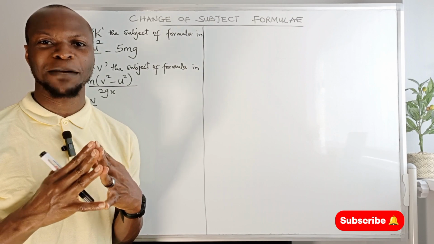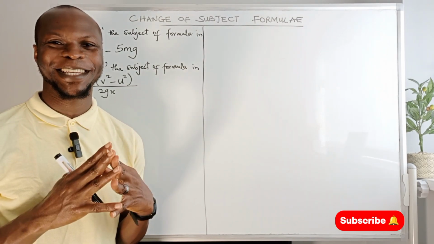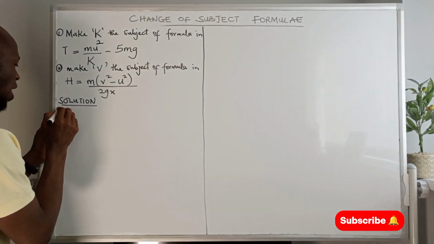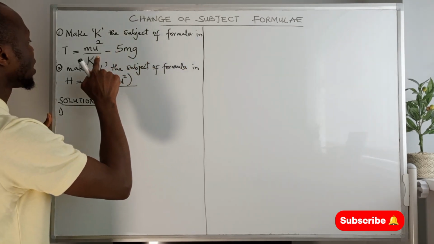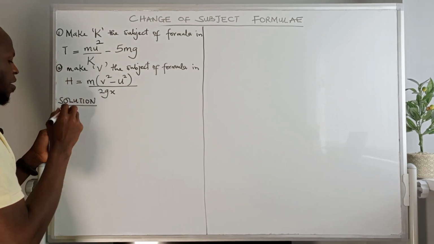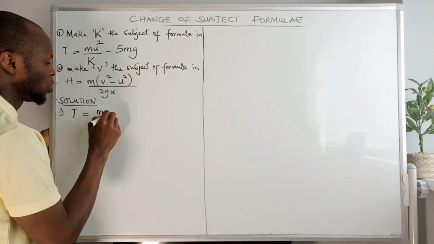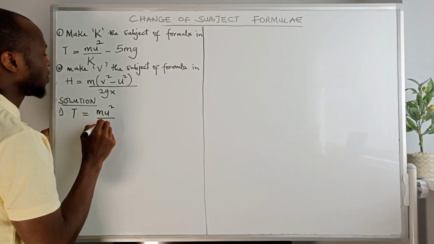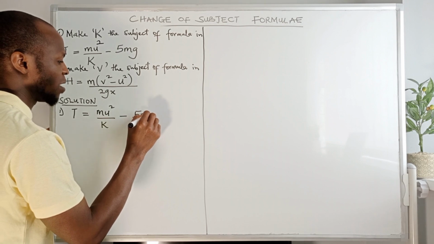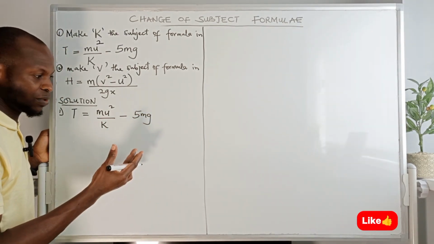Today we have two examples on the board on changing the subject of a formula. Follow me as we solve together, okay? Now question number one, we have to make k the subject of the formula. So we have t equals mu square over k minus 5mg. Different people can use different methods.